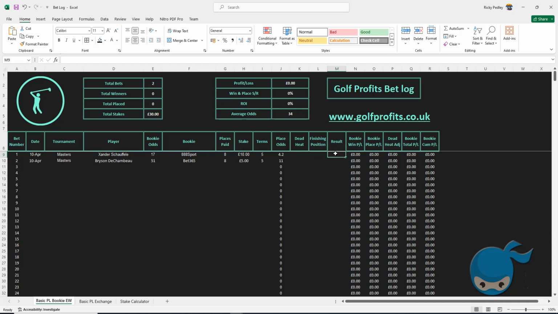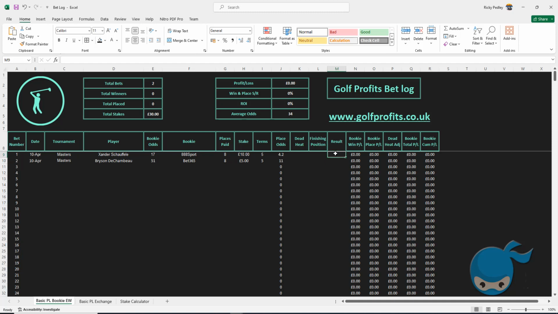So did the player win? If he did, if he wins outright, you put a W in there. If the player finishes in one of the paid places, then you put a P in that column. And if the player finishes outside the paid places altogether and the bet's totally lost, then it's an L.